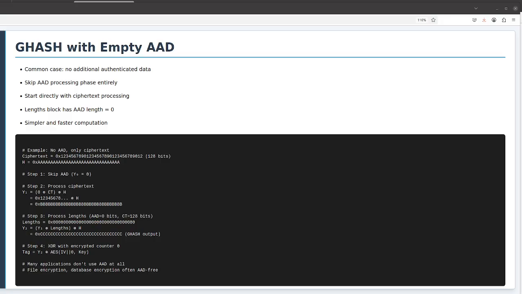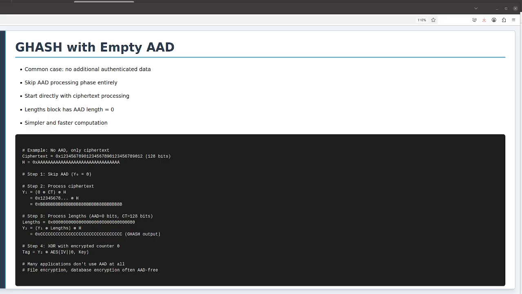Compute Y2 equals (Y1 XOR lengths) times H, which equals (0xBB... XOR 0x00... ending with 80) times H. The XOR gives 0xBB beginning and ending with 3B. The 0x80 changes the last byte from BB to 3B. Multiply by H to get Y2, let's say 0xCC ending with CC. This is your GHASH output.